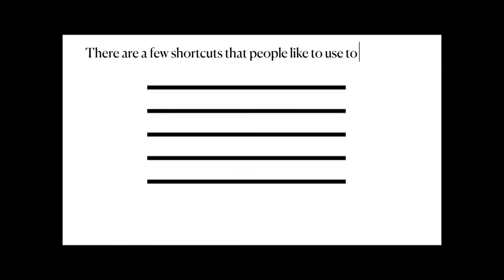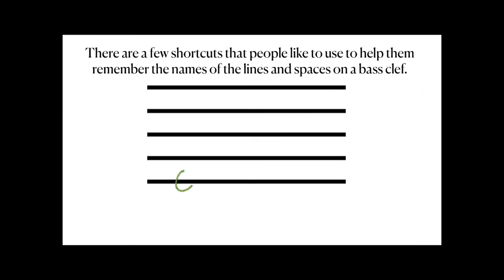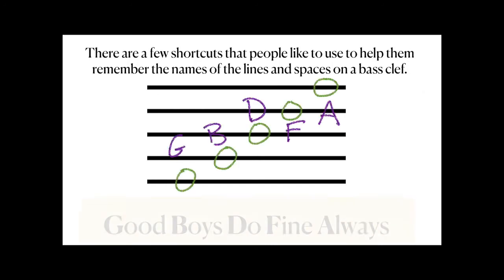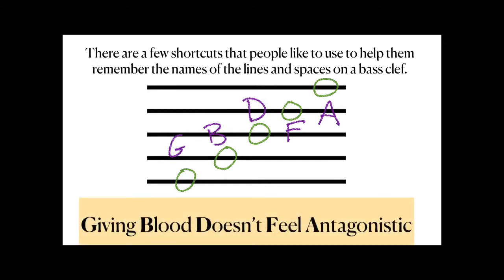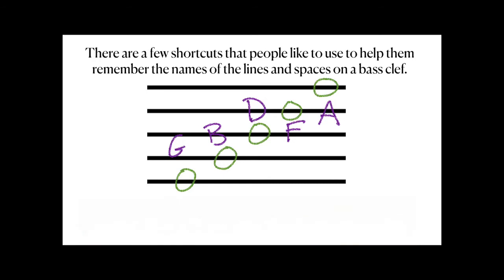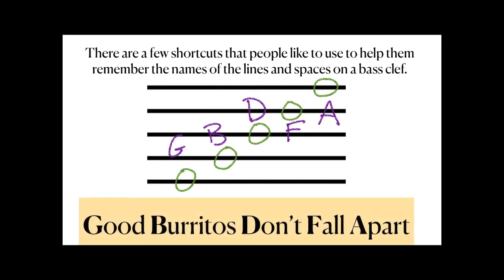There are also a few shortcuts that people like to use to help them remember the names of the lines and spaces on a bass clef. G, B, D, F, and A are our 5 lines in the bass clef. Some people use good boys do fine always. Some use giving blood doesn't feel antagonistic. And finally, good burritos don't fall apart.